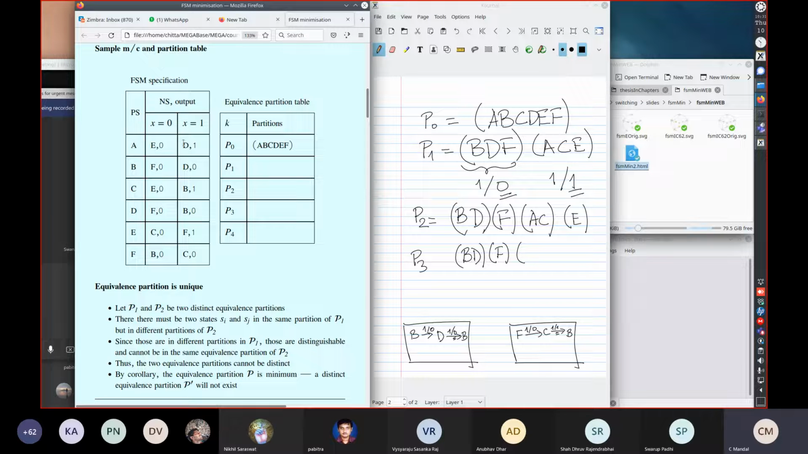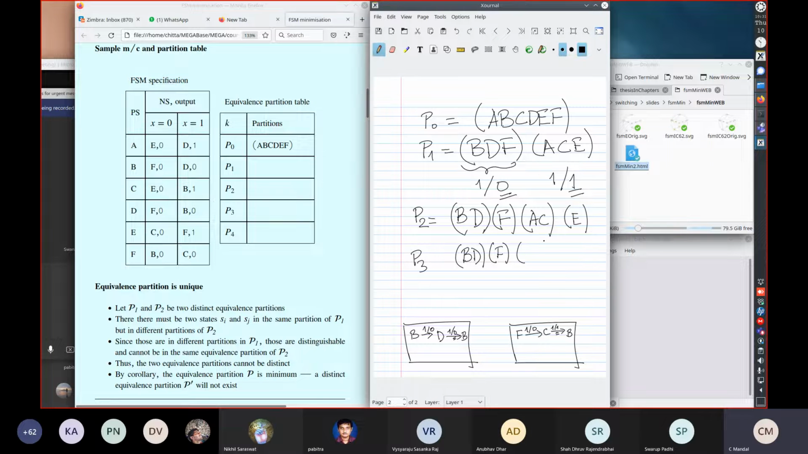So this is D and B. So it looks like A and C. So A and C, D and B. So it looks like we cannot distinguish between these either. So now we have reached a fixed point. So B and D.